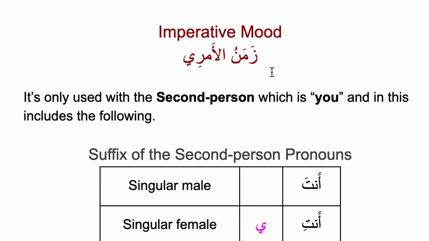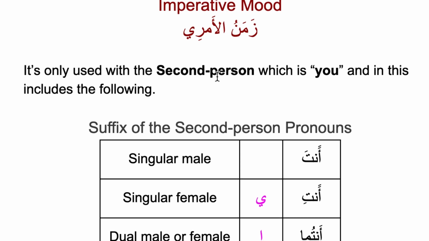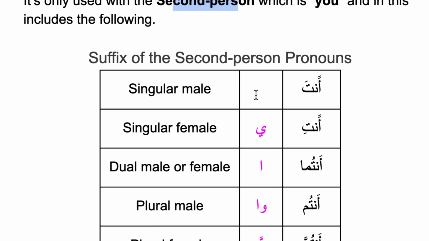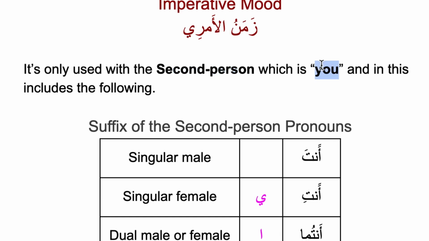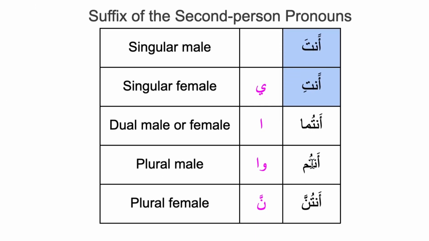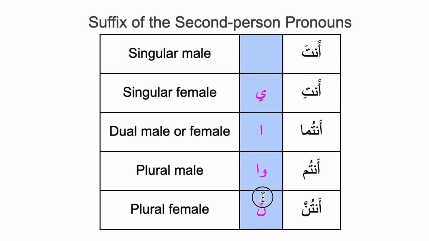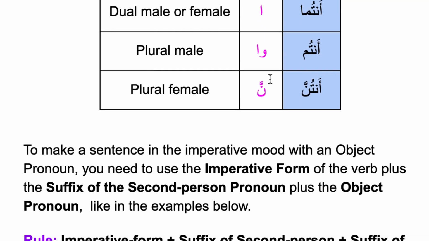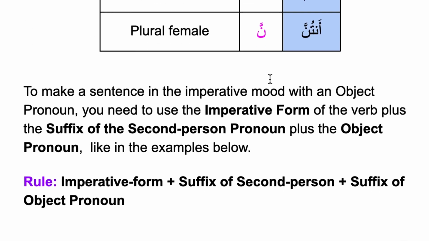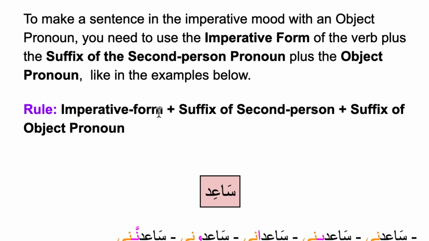Now, the imperative mood. The imperative mood is only used with the second person pronouns, and in this case, you. But the word you has 5 meanings in Arabic, as we already know, which are أنت, أنتِ, أنتما, أنتم, and أنتن. And in the second column are the suffix of these pronouns, which we will then add to the end of the verb.